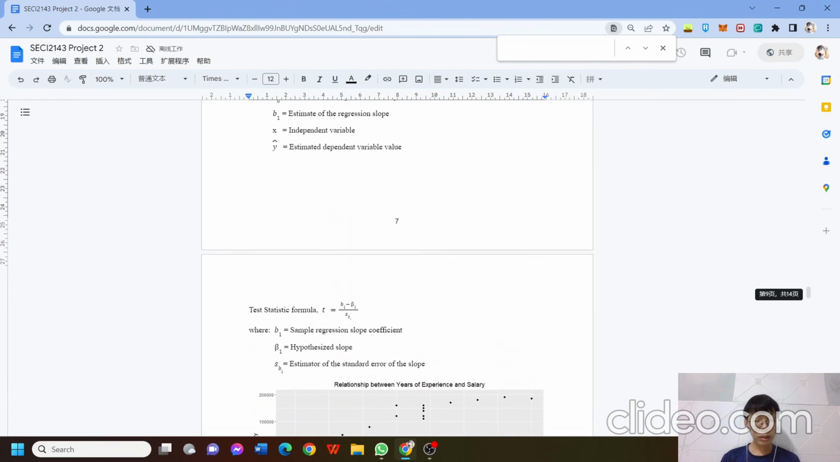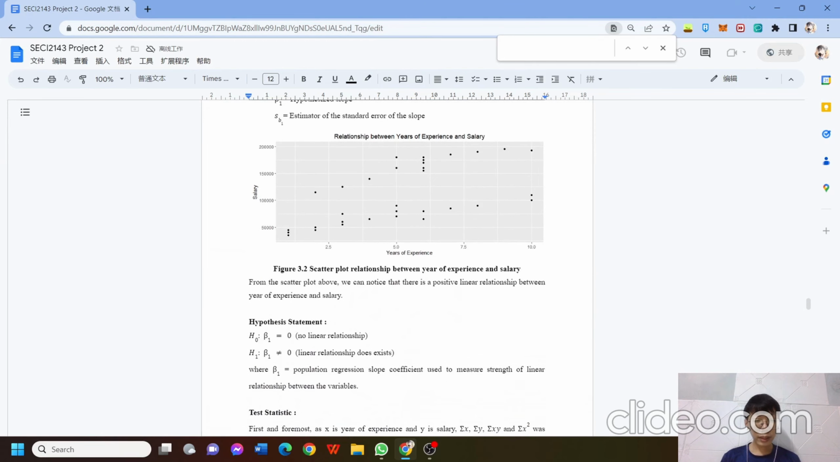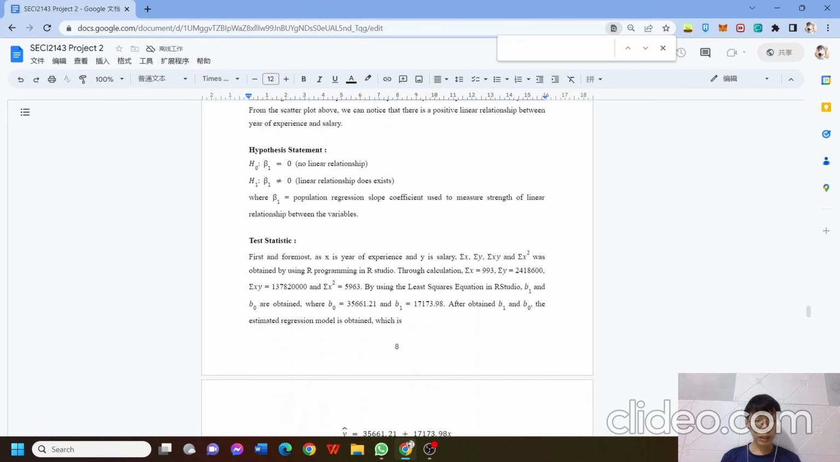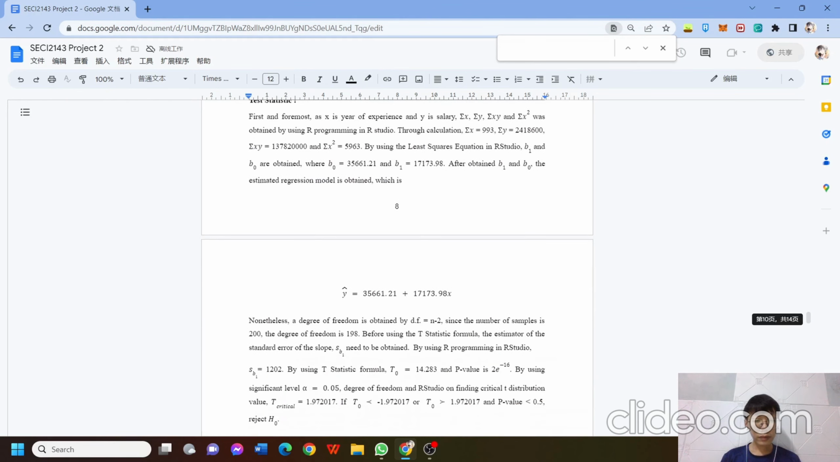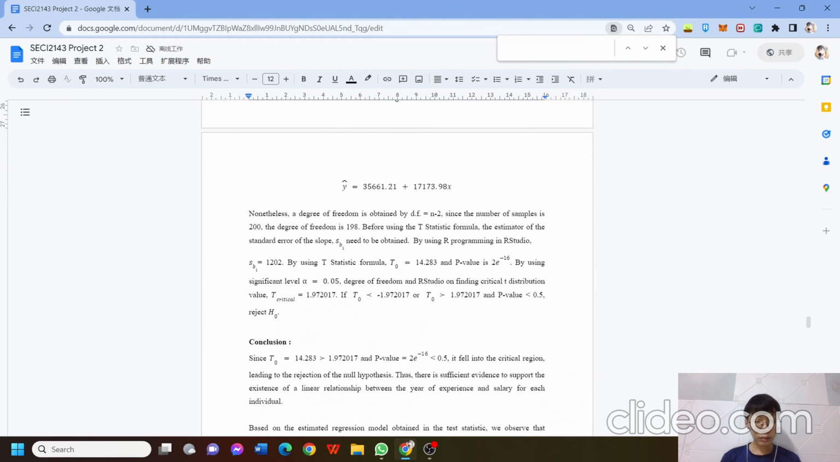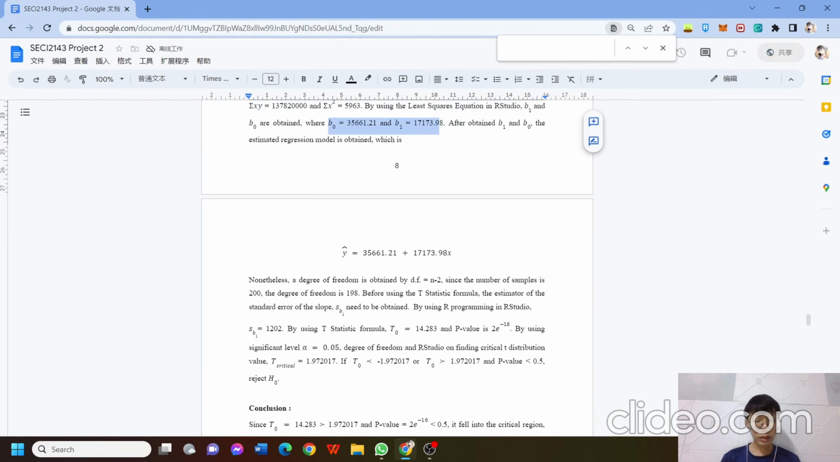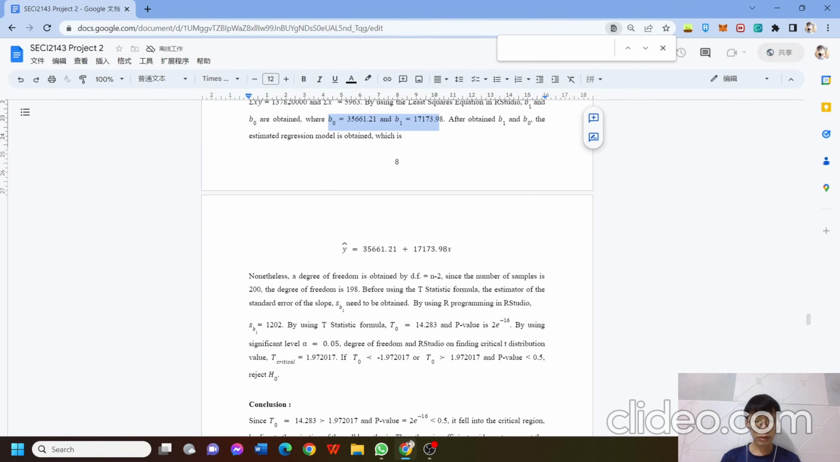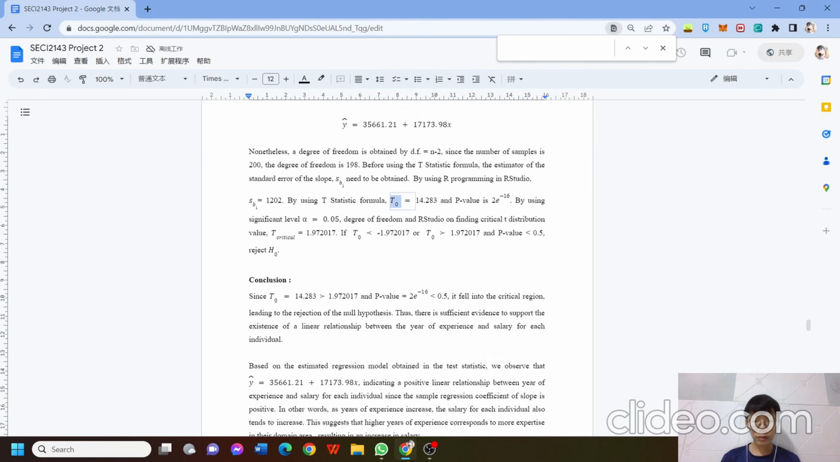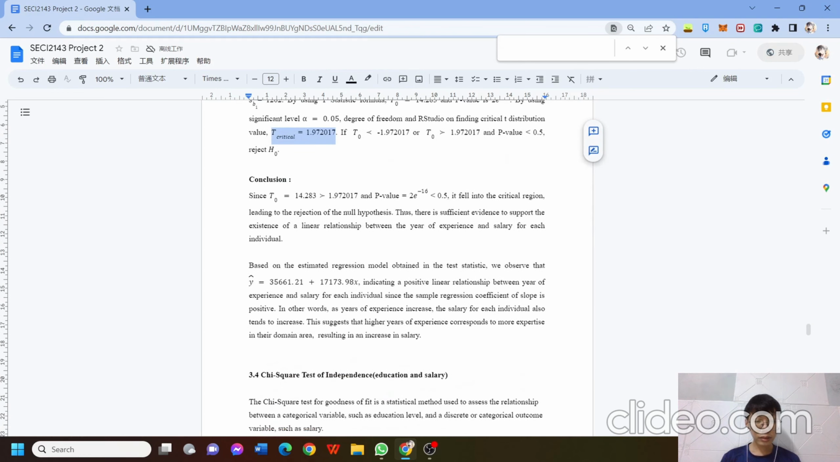Okay, next for regression, our x is years of experience, y is salary, and we want to test the linear relationship between them. First we find b0 and b1, and then we form this estimated regression model, and we find out that t0 is 14.23, p-value is this, and then find out the t critical. Since t0 is larger than t critical and the p-value is smaller than the significance level 0.05, we reject the null. Thus, when the years of experience increase, salary increases.